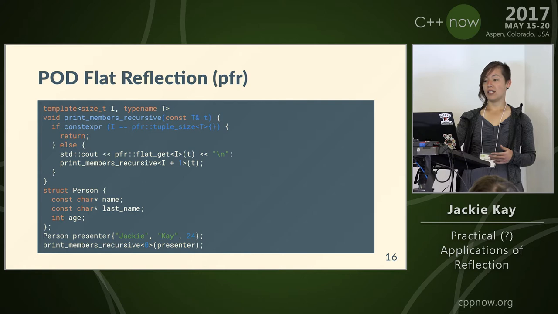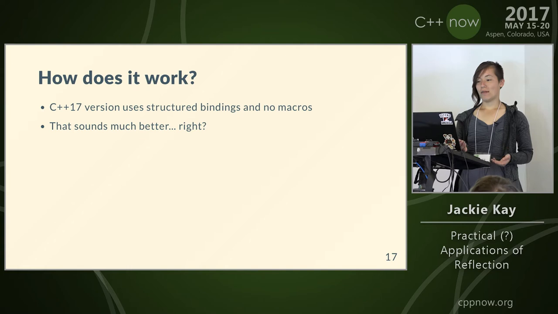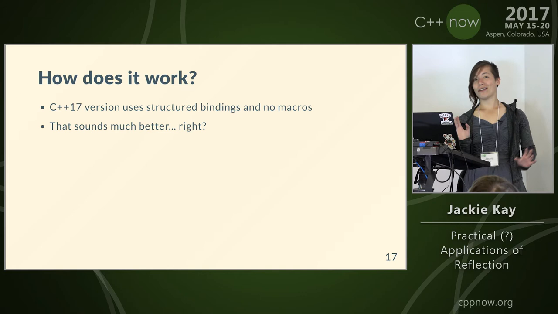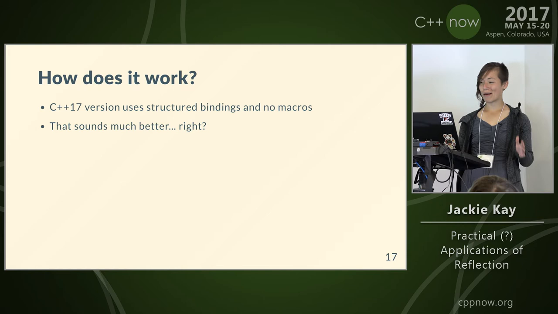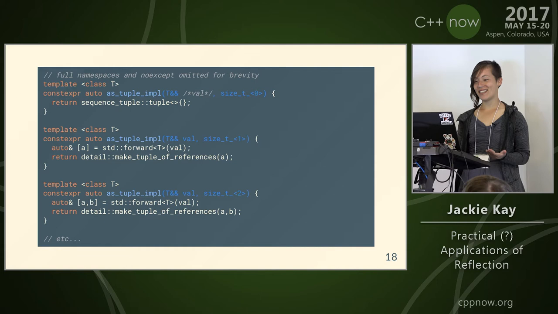And so how does it work? Well, it's kind of cool. The C++17 version of this library doesn't use any macros, no use of the preprocessor. So that sounds really great, right? Like the preprocessor is terrible, we should get away from it. Well, I don't know about that. The way it's implemented is it uses structured bindings to destructure a tuple. This make-tuple-of-references is doing some kind of crazy stuff with reinterpret casting your struct as a tuple and then destructuring the members.